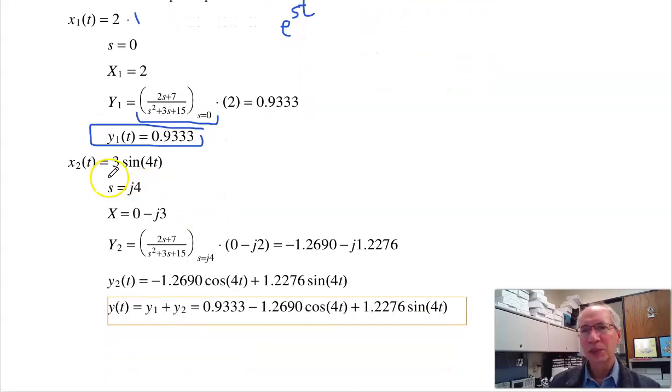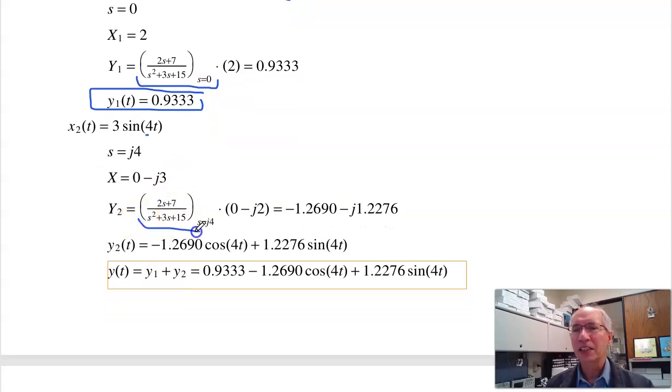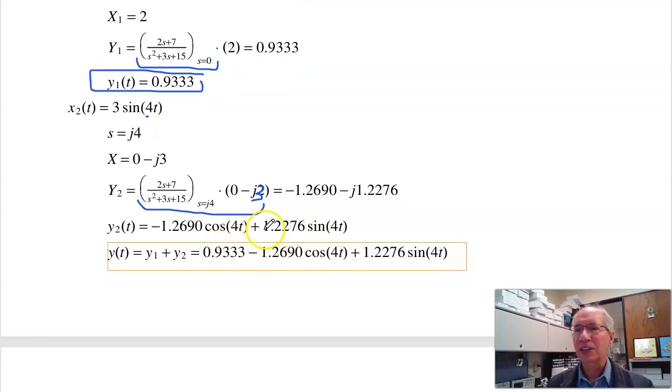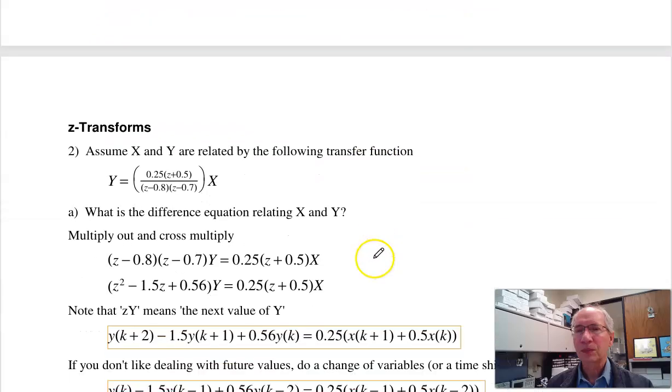Second part, when the input is 3 sine of 4t, S is j4. The input is 0 minus j3, real part's cosine, minus j is sine. Y then is the gain. This is the gain everywhere. All I care about is what's the gain at 4 radians per second, times the input at 4 radians per second. 0 minus j3 gives you a complex number. Real part's cosine, minus j is sine. Add the two together, and you get the total answer. That's in Laplace.